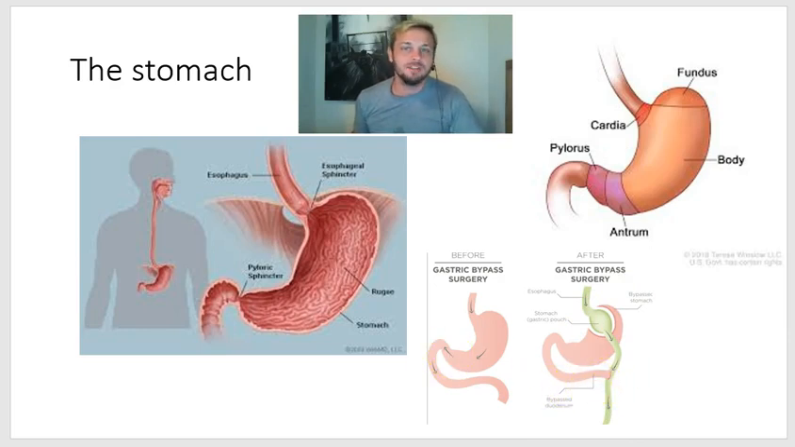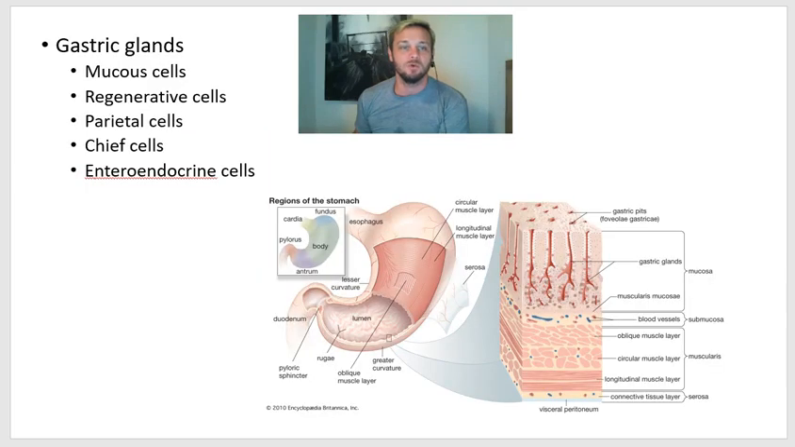All right, the stomach is basically a capacitance organ. So it's really there just to store your food. But while it is storing the food, it is going to be mechanically breaking it down, and it's going to be chemically breaking it down. But most of that digestion doesn't happen in the stomach. The stomach's mostly for storing the food.